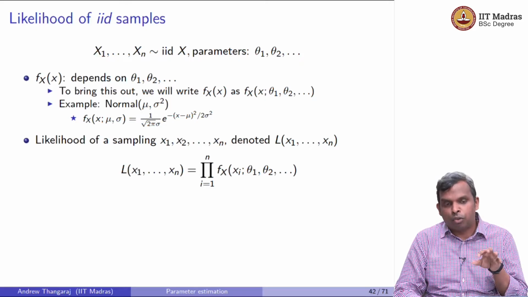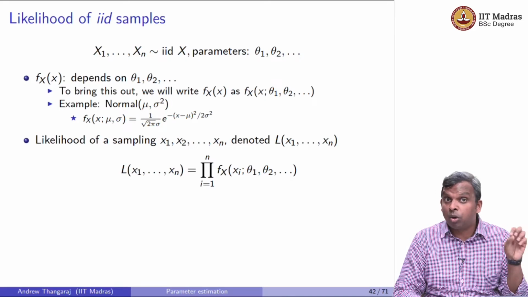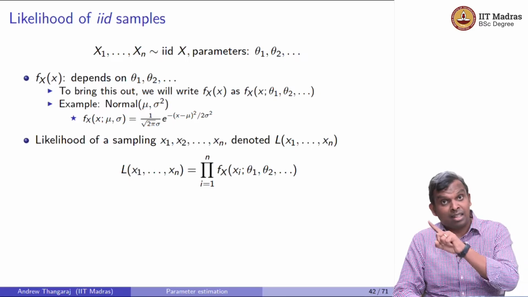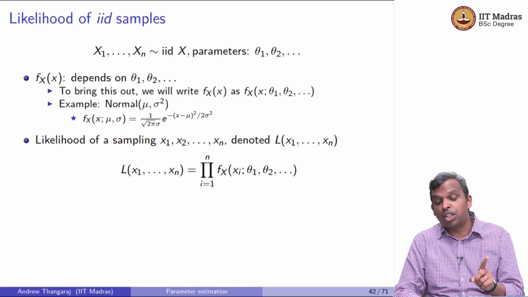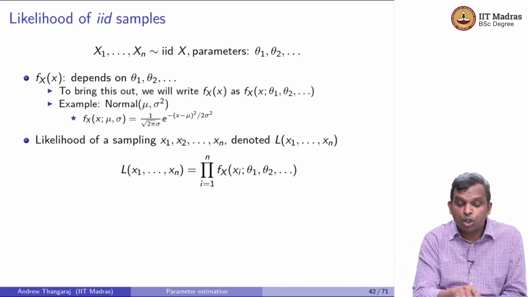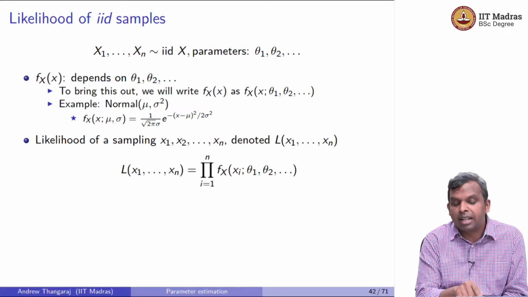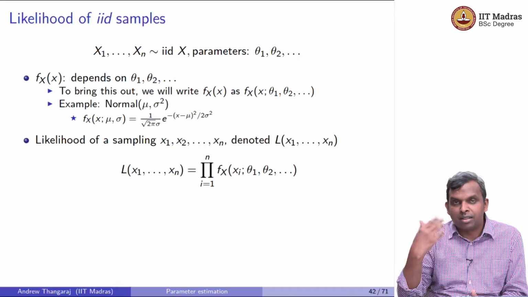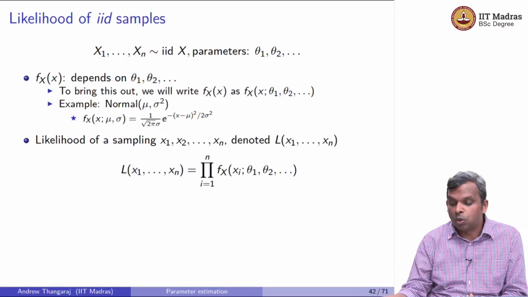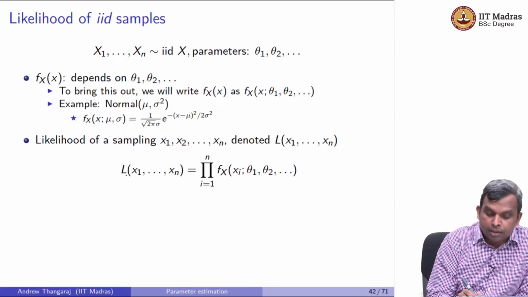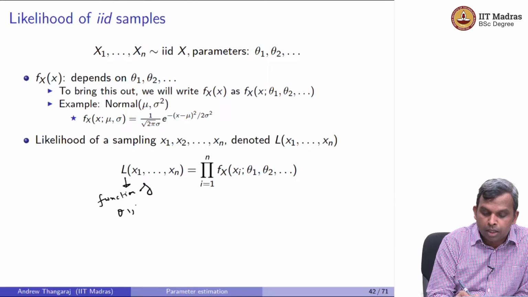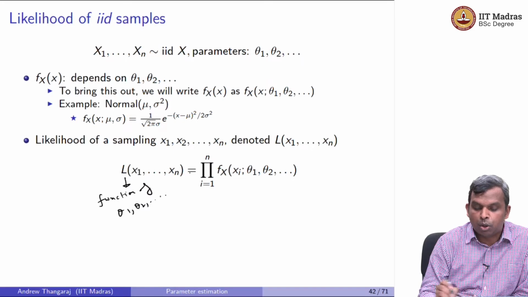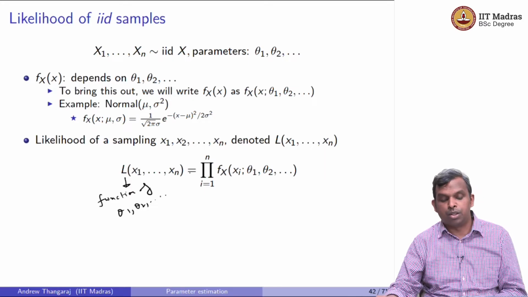For a particular sampling instance, I've put in the values of x1, x2, up to xn, but still theta 1 and theta 2 remain unknown, right? So the likelihood is actually a function of theta 1, theta 2. I'm not showing that on the left hand side. I simply say x1 to xn, but the assumption is that theta 1, theta 2 is also built into this. So this is a function of theta 1, theta 2, etc. A very, very important observation to have.